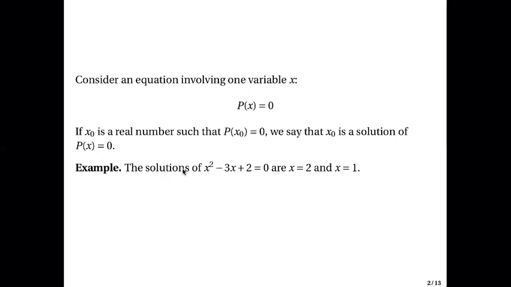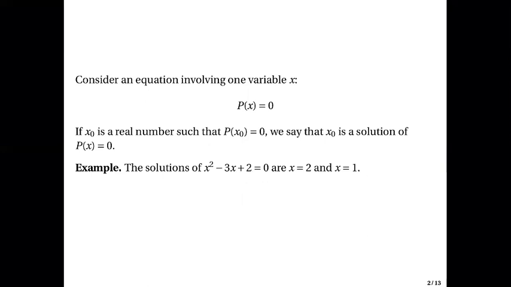So for example, if we have this equation x squared minus 3x plus 2 equals 0, then we will find that x equals 2 and x equals 1 are solutions of this equation. And in order to verify that, all we need to do is to substitute x equals 2 and then x equals 1 and show that the equality is true.